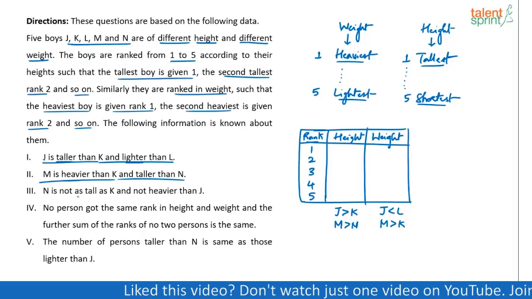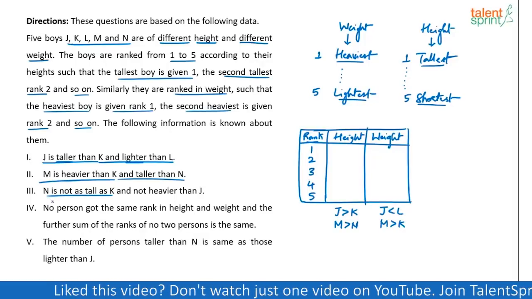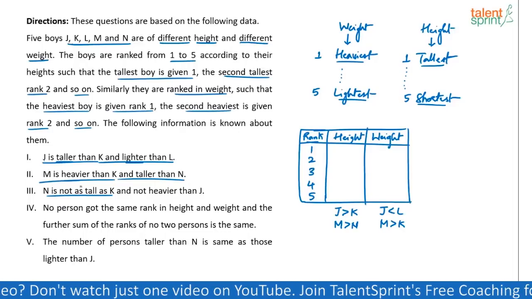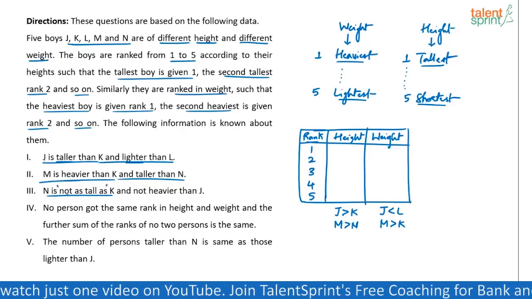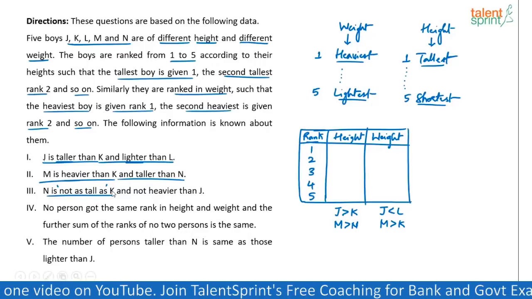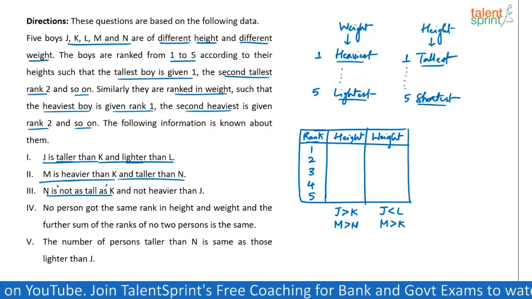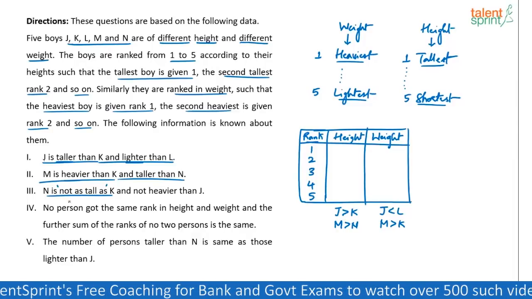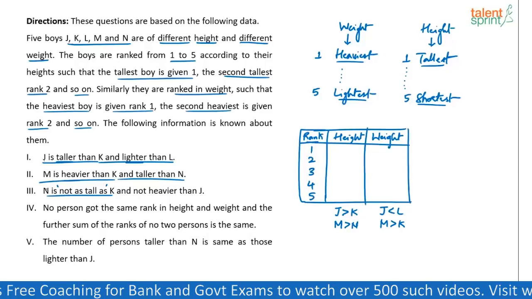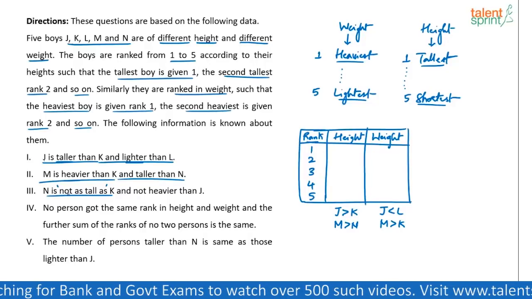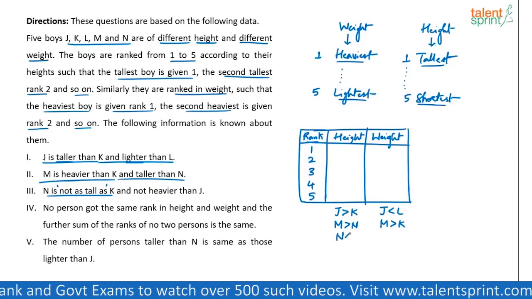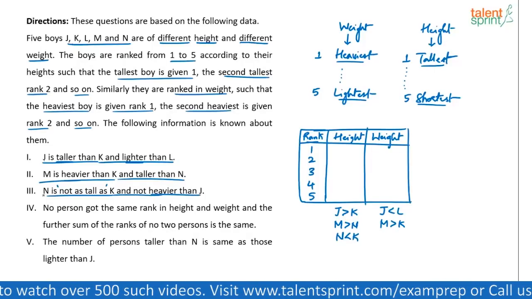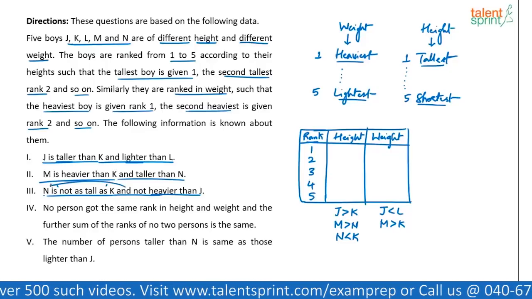N is not as tall as K. Now if you refer to the videos of ranking and ordering and coded inequalities, we have discussed this. Not as tall as refers to what? Less than, shorter. N is not as tall as K would mean N is shorter than K. You getting it? So N is shorter than K, which means N less than K. And not heavier than J. And always refers to the first person again. Don't get confused.